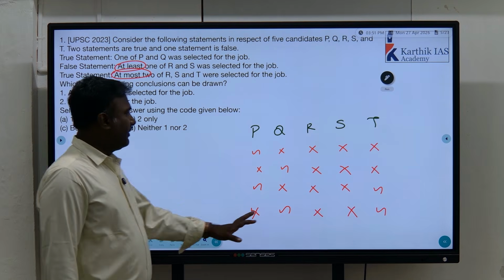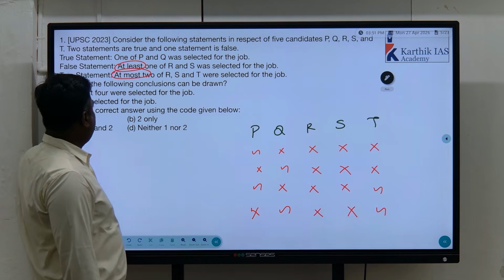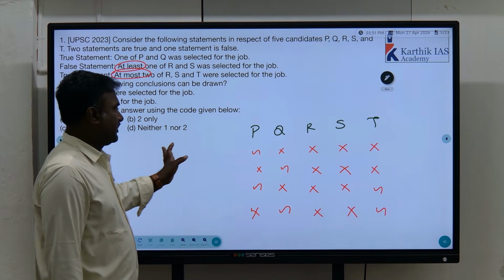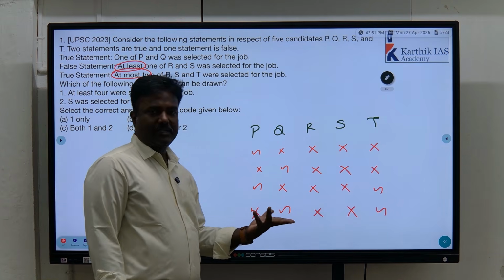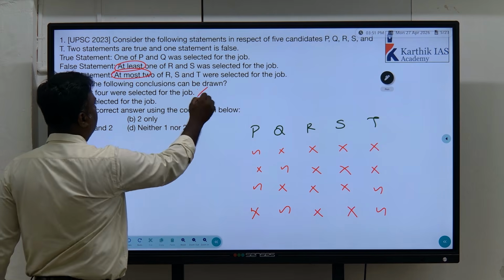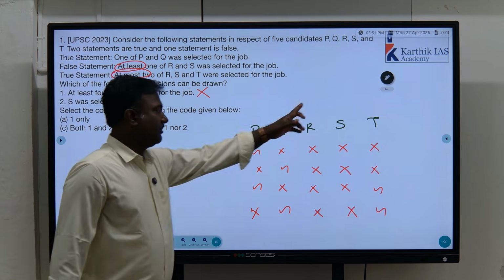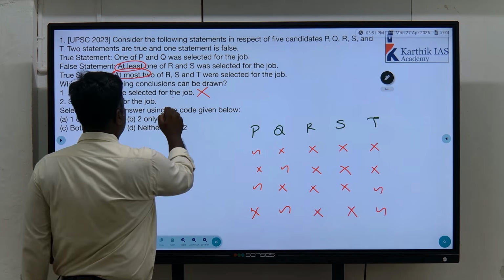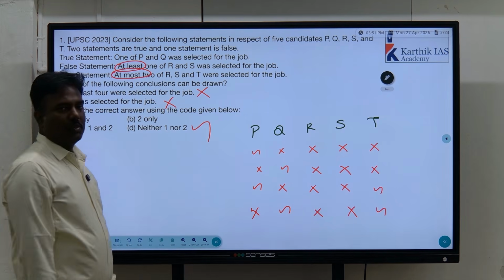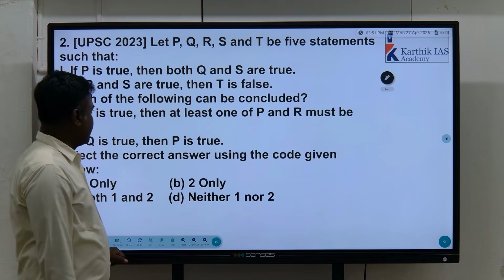But anyway, what is the question? At least 4 people were selected for the job. Nowhere are we selecting 4. So this statement is definitely wrong. And S was selected for the job. S is definitely rejected. So neither 1 nor 2. Understand? This is a somewhat easy question.